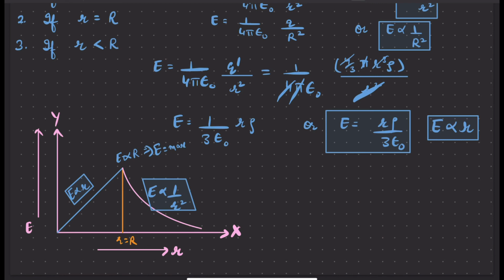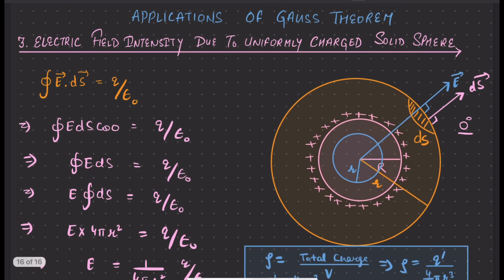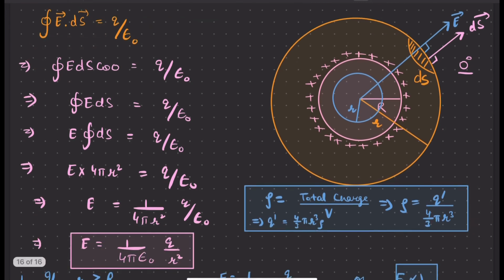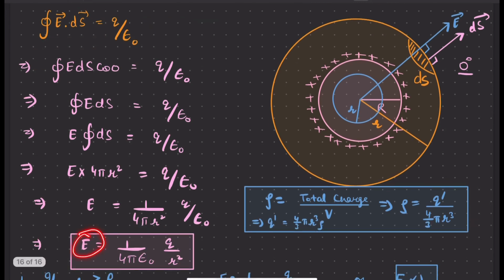So I hope you have understood this article as well, how we can apply the Gauss theorem in order to find the electric field intensity due to a uniformly charged solid sphere. Just have a look once again. We started with the Gauss theorem, and with the help of Gauss theorem we are able to calculate the value of electric field intensity at various points.